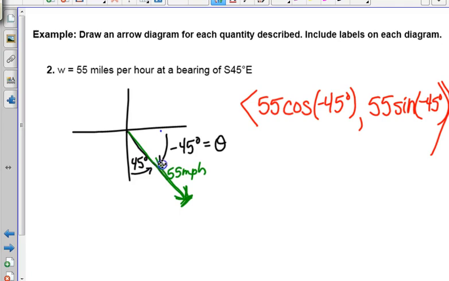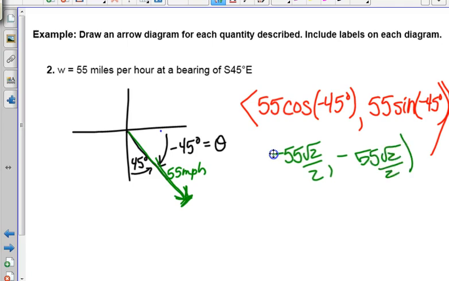What are the values? Remember the unit circle at all? Somebody does for a 45. Square root of 2 over 2 and square root of 2 over 2. Yes, but negative. So we could write this as negative 55 square root of 2 over 2 and negative 55 square root of 2 over 2.